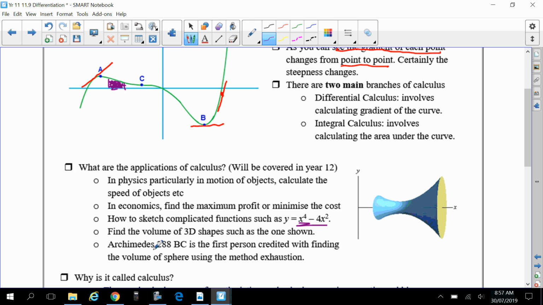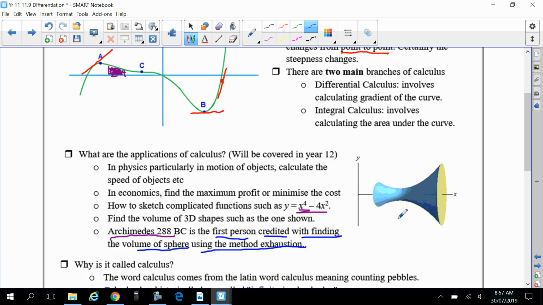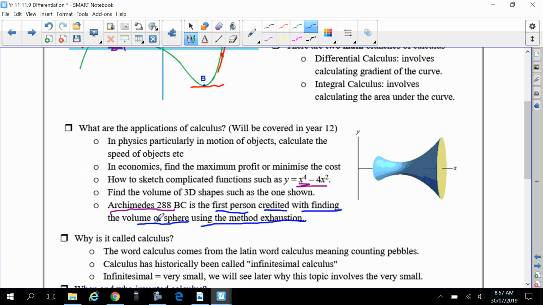But if you read the history books, Archimedes, not just a famous physicist, is also a very famous mathematician. He's the first person credited with finding the volume of a sphere using the method of exhaustion. You can look it up in Wikipedia if you are interested. So some people discovered that quite early. However, unfortunately, his work was lost for maybe 1,000 years before people discovered that book again. So some people actually had some idea of calculus very early on, which is quite amazing.